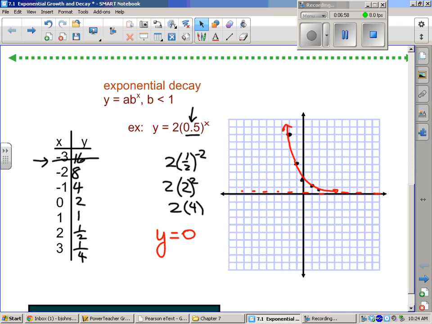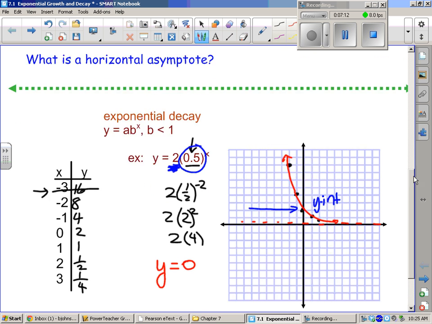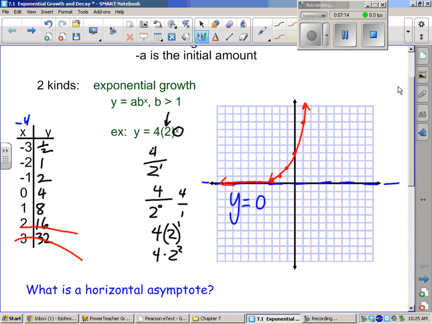I want to point out another feature of the graph. This was a decay graph. This was the decay factor, but this was the starting amount, and if you look, this number, your a value, is always going to be the y-intercept. Good observation. The same thing with our growth. Here we had a growth factor of 2 because it was bigger than 1, and the starting amount should be 4, and if you look, that's your y-intercept. So that's a good way to check your answers. They might ask about that in problems too.